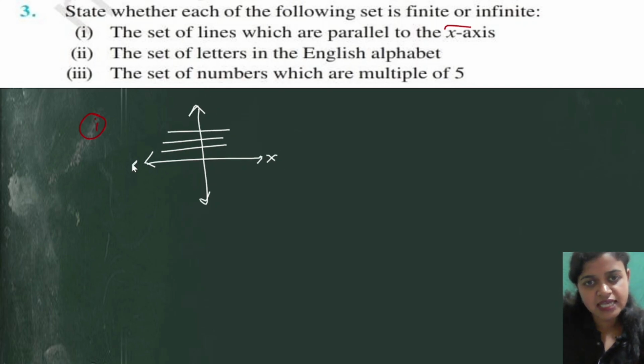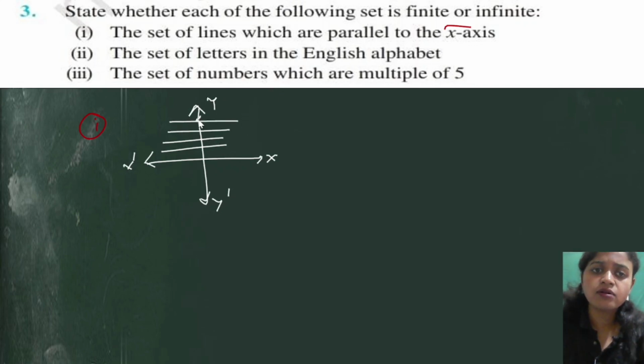This is x-axis, x dashed, and this is y-axis here. We will draw lines parallel to x-axis, but here it is not mentioned how many parallel lines we have to draw. That's why we can draw any number of lines. That's why it is an infinite set.